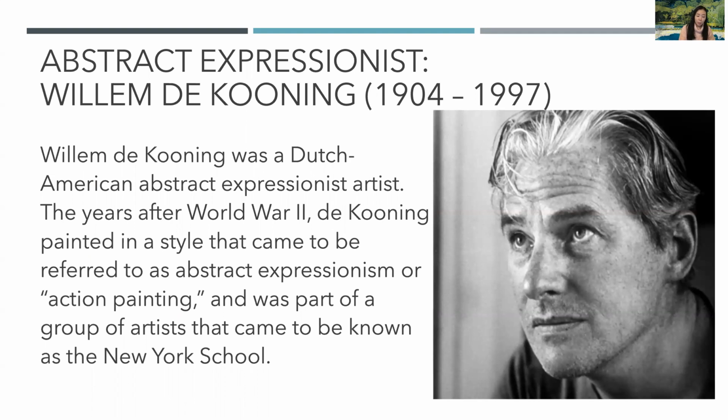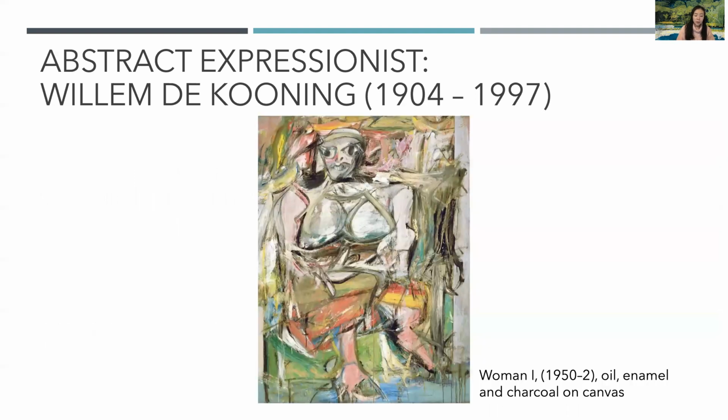Willem de Kooning was a Dutch-American abstract expressionist artist. In the years after World War II, de Kooning painted in a style that came to be referred to as abstract expressionism or action painting, and was part of a group of artists that came to be known as the New York School. So de Kooning's well-known Women series began in 1950, culminating in Woman 6, and owes much to Picasso, not least in the aggressive, penetrative breaking apart of the figure and the spaces around it.